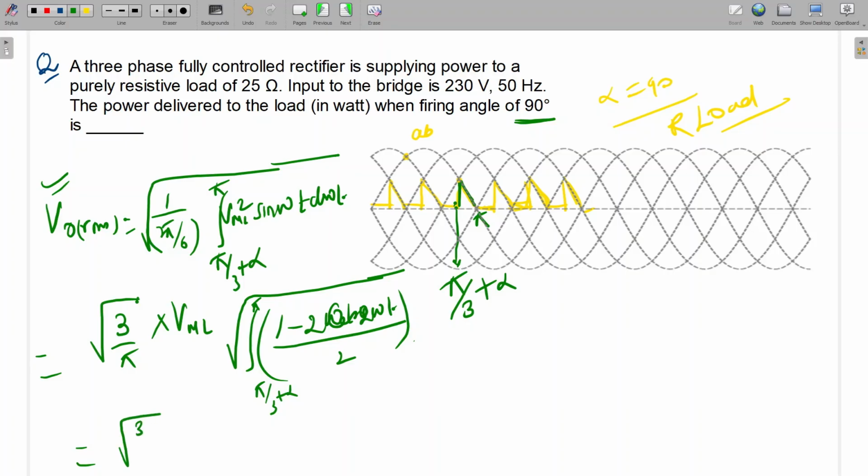So we can write 3 by, here 2 also we can take outside, 3 by 2 pi VML into, what will be the first term? First term will be theta only. So 1 by 2, in 2 already I have taken outside. So what will be this value? Pi minus pi by 3 minus alpha. Is it correct? And here, what will be the integral of cos 2 alpha?